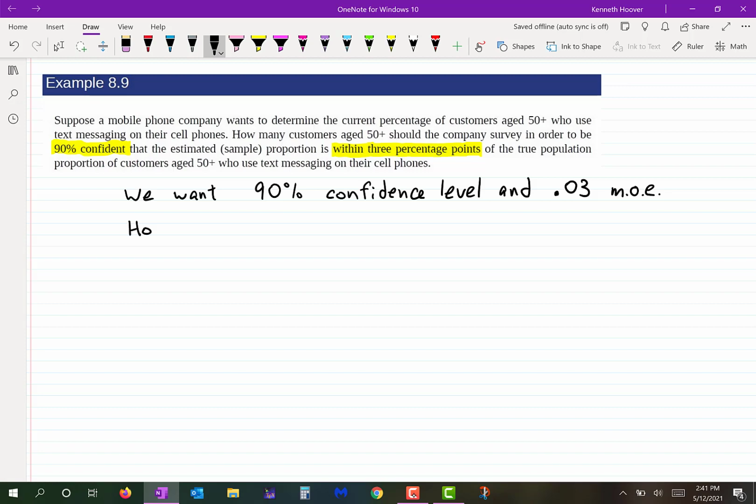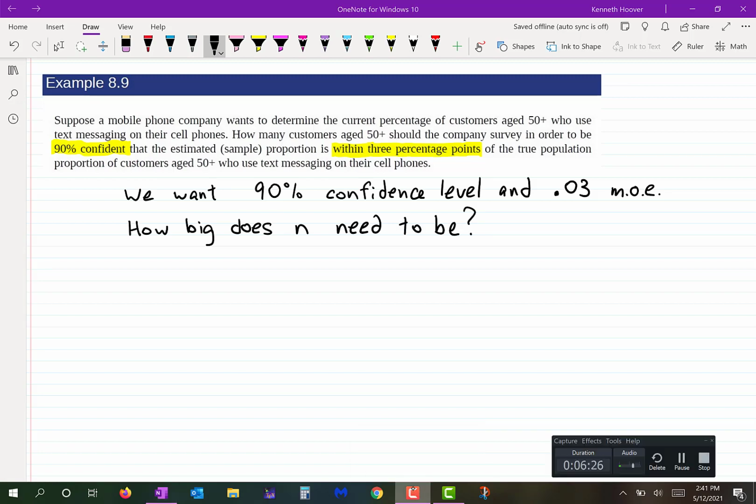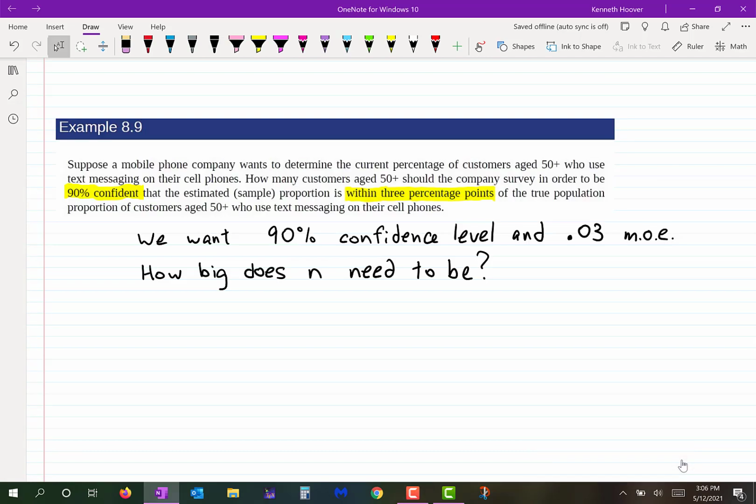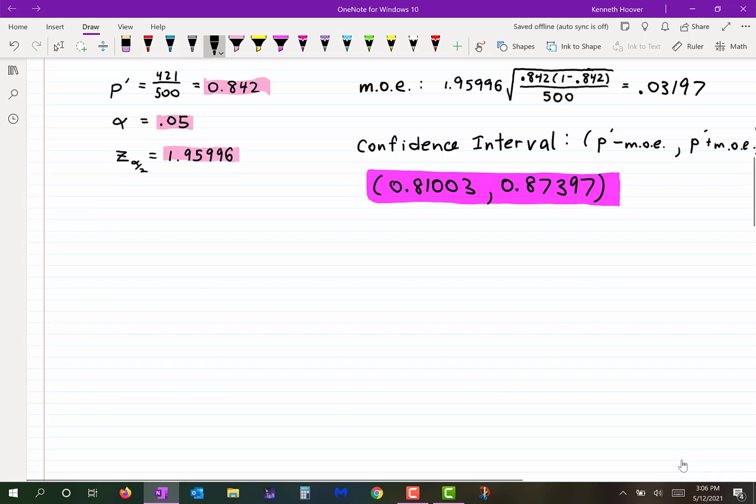The question is, how big does n need to be? Okay, let's figure that out. Okay, here's how we do this problem. We know that the margin of error, I'm going to write down the formula for the margin of error. Okay, so remember, I'm going to scroll up so you can see it.